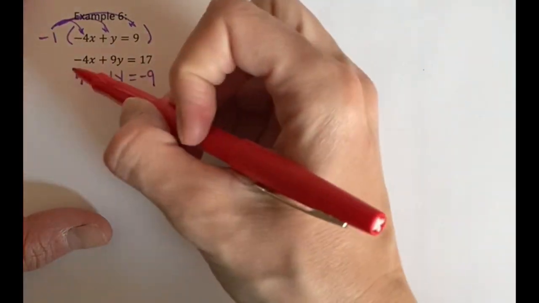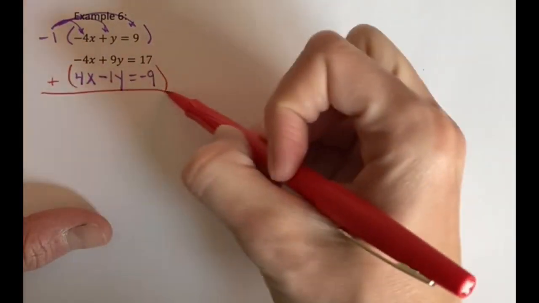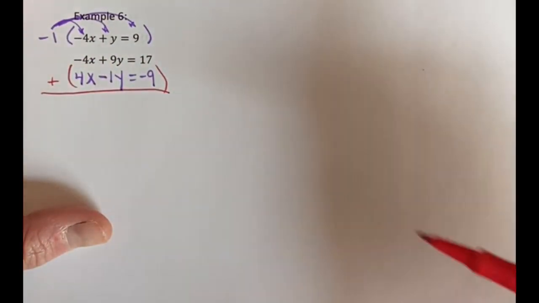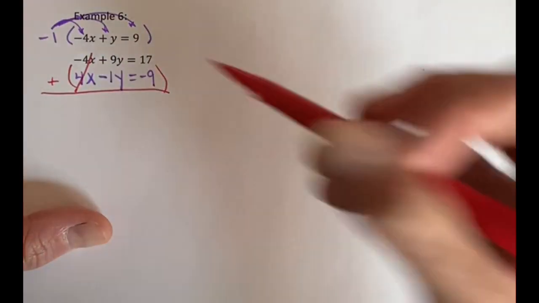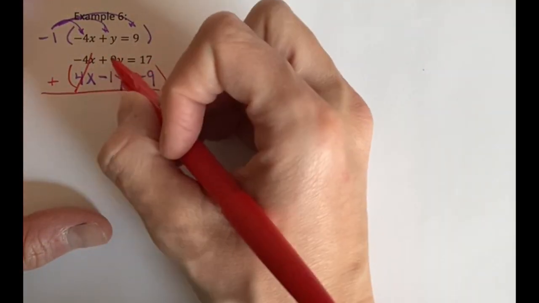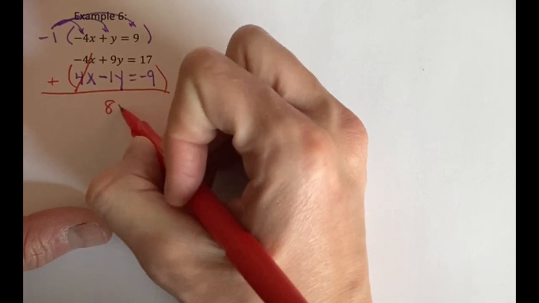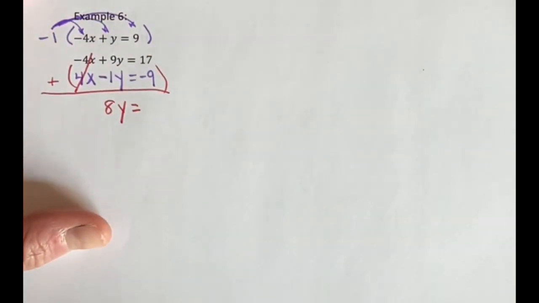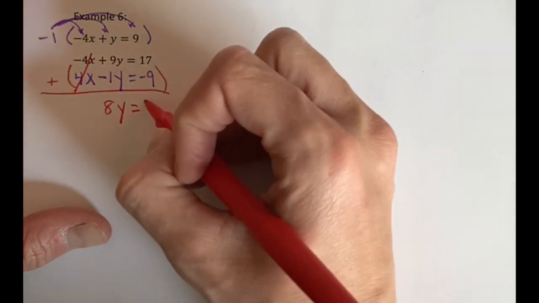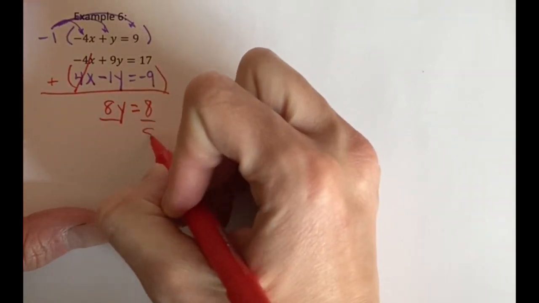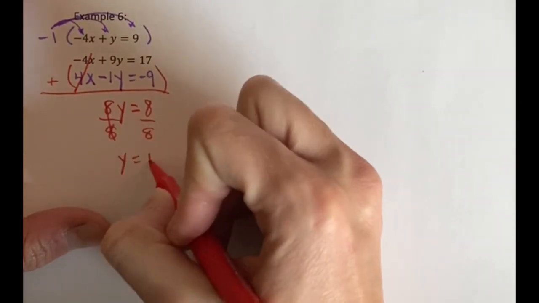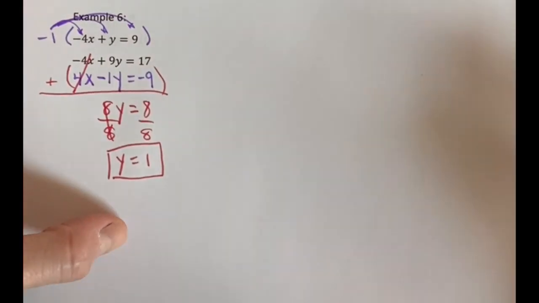Now that both of these are 4 with opposite signs, I can add the equations. So negative 4x and 4x will cancel. 8y and negative 9y and negative 1y give me 8y. And 17 minus 9 gives me 8. So I'm going to divide both sides by 8 to solve for y, and I get y equals 1.